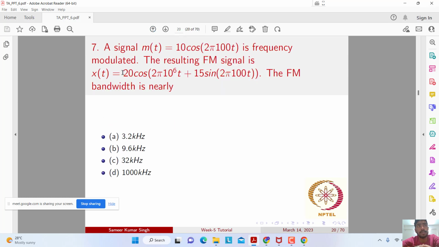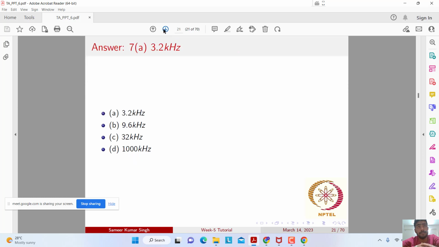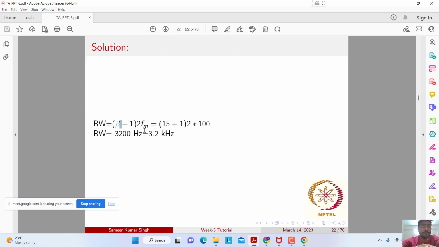let's compare the x(t) with the general equation of the FM. Okay, Ac cos 2 pi fct plus beta sin 2 pi fmt. I think you all know the general equation. So beta is 15 and fm is 100. Okay, the answer will be 3.2 kilohertz. It's clear.